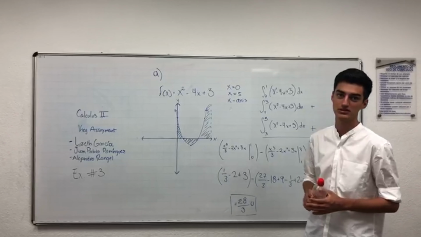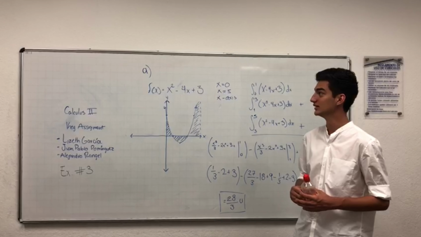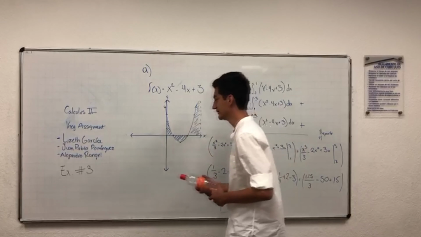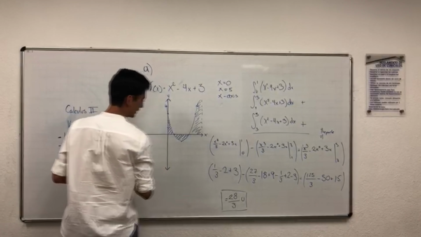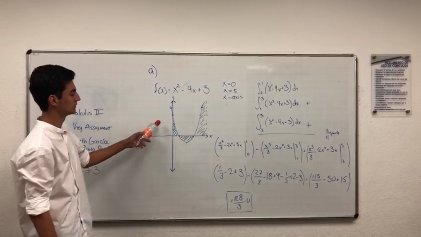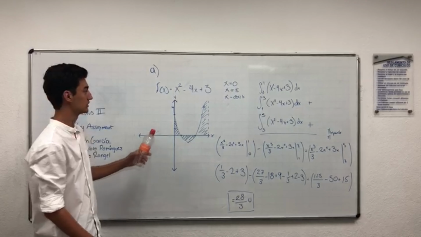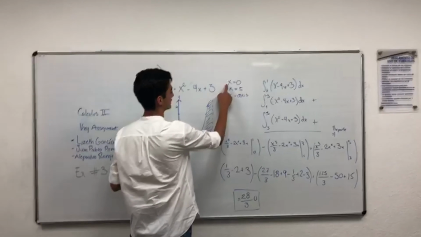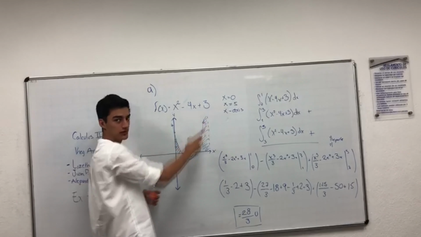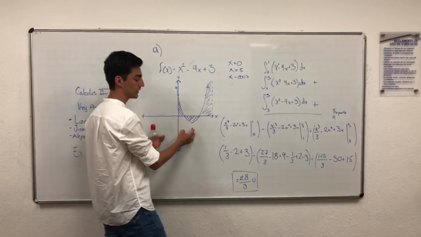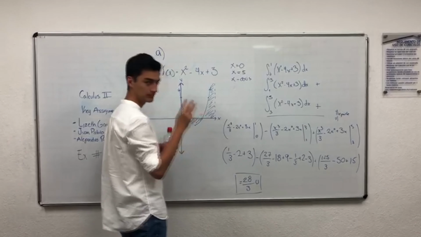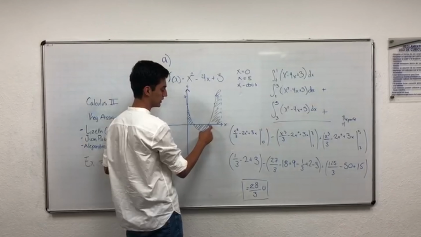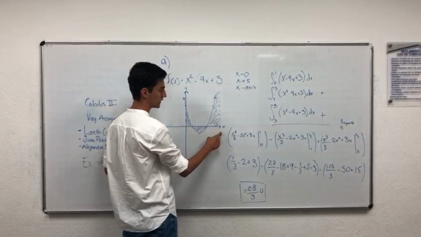Now, for the first letter, which is letter A, we need to calculate the area under the curve, using this graph, using the limits x equals 0 and x equals 5. But in here, we need to divide our integral in 3 parts: from 0 to 1, from 1 to 3, and from 3 to 5.